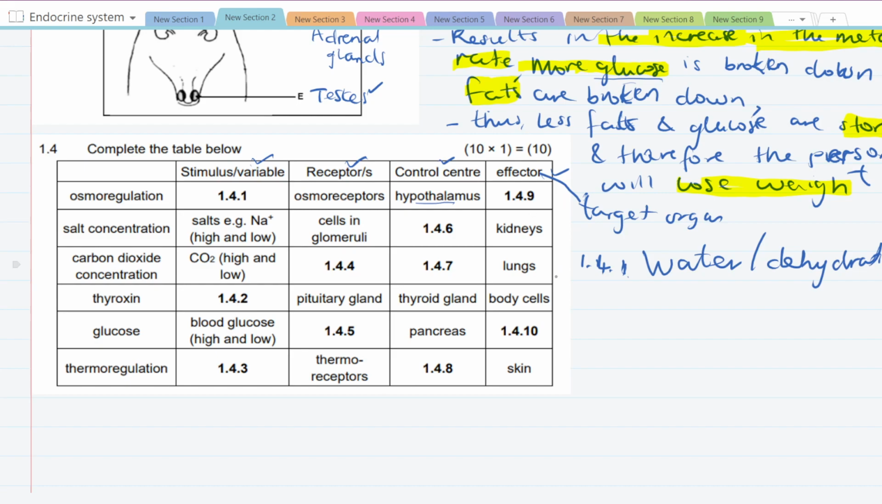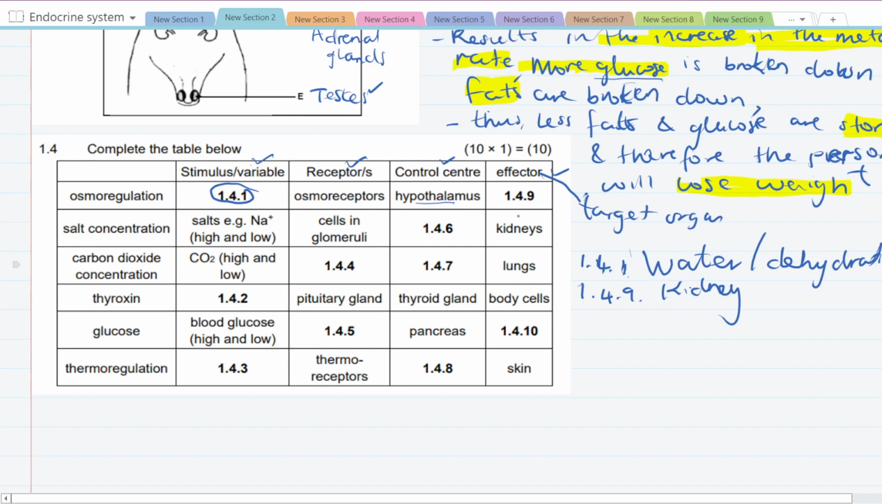So that is 1.4.9. The target organ will be there. That will be the kidneys. Just that I don't have space in the table there. So here, this is the answer for what will stimulate the osmoregulation process, and the target organ will be your kidney, where water will be reabsorbed to prevent dehydration. Then salt concentration.